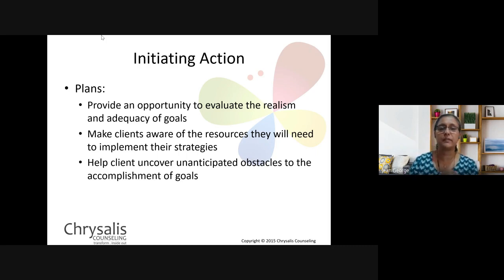Next, you will also make them aware of the resources they will need to implement that strategy. For example, in Sam and Sarika's case, maybe they want to talk to their pastor, which means they may need to discuss all of this. So that may be a resource. Do they have the time to do that? Does the pastor have the time? So you're making them aware of the resources and also helping them uncover any kind of obstacles that could come about in accomplishing such and such a goal. So that's something, again, that you will need to work with them on.